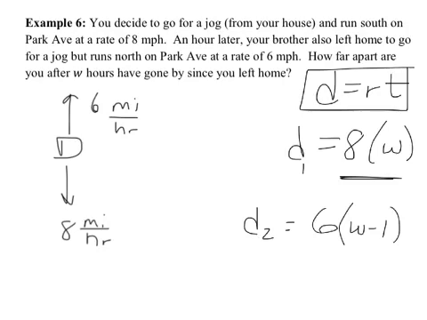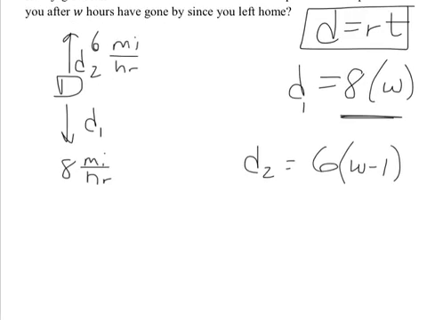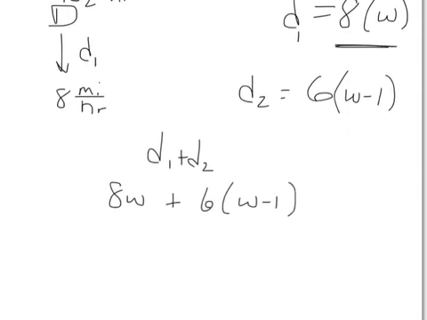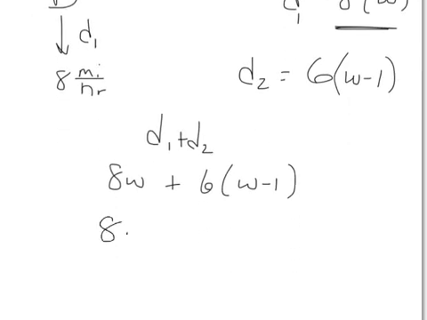Now, remember what I said a minute ago. The distance traveled in this direction is really like your D1. The distance traveled in this direction is like your D2. So if you want to know how far apart you are, you have to add those two together. So we're going to say D1 plus D2 is what we're looking for. Again, we are trying to figure out what D1 plus D2 is. Well, D1 is 8W. D2 is 6 quantity W minus 1.